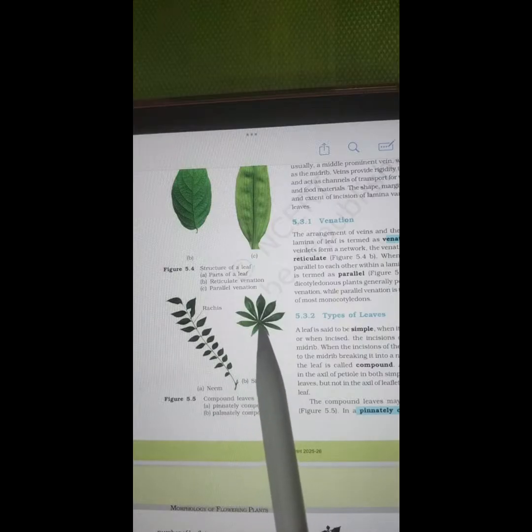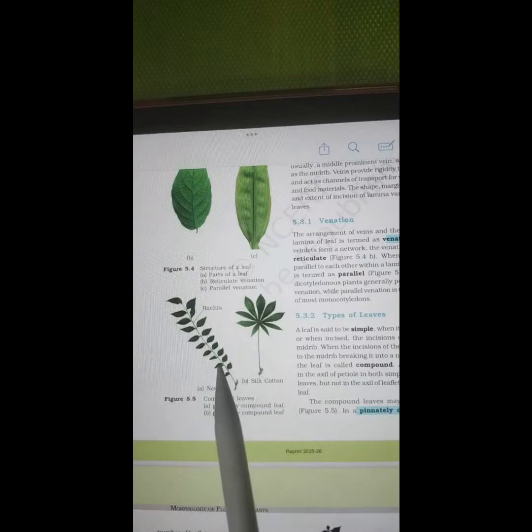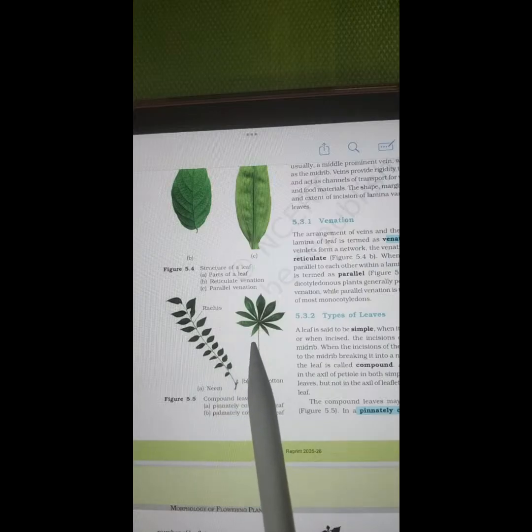Now the compound leaves are further divided into two, pinnately compound and palmately compound. The one on the left is pinnately compound because the lamina is divided. And this is palmately compound because the structure of a palm, I think everybody knows, हिंदी में हथेली कहते हैं, right? Your palm of the hand. So it resembles your palm. That is why the name of the leaf is palmately compound. Why are we saying it compound? Because the lamina is divided. So if the lamina is divided, the leaf can either be pinnately compound or palmately compound.